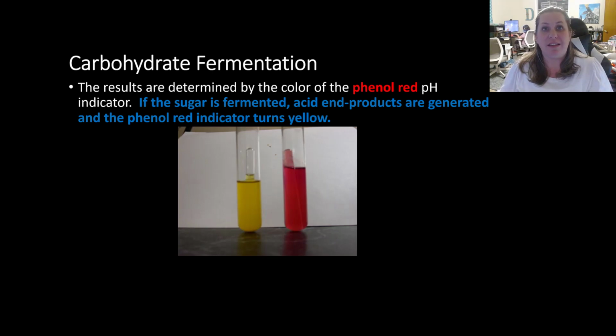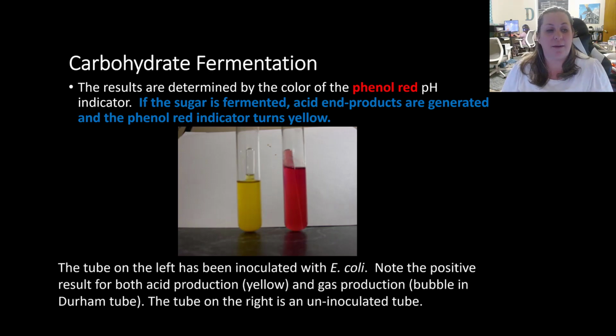You'll also notice in this particular case, you'll see the little tube on the inside. You'll see that it is higher and it has a bubble in it. This also shows that there is gas production. So we do see that it's twofold. We're going to see if they were able to ferment the sugars, and we're also going to see if they produce gas.